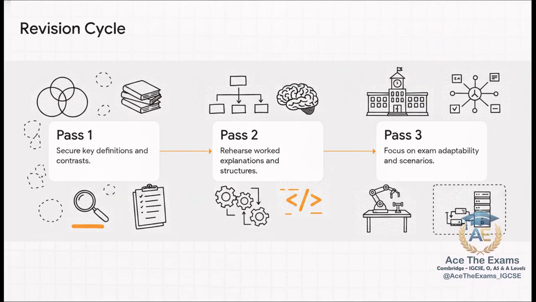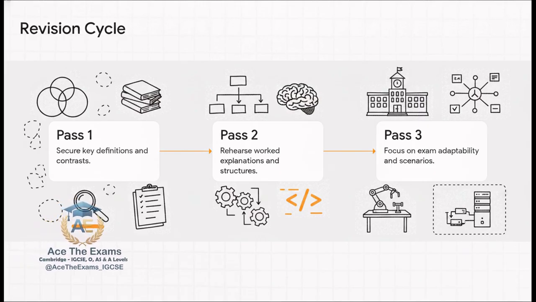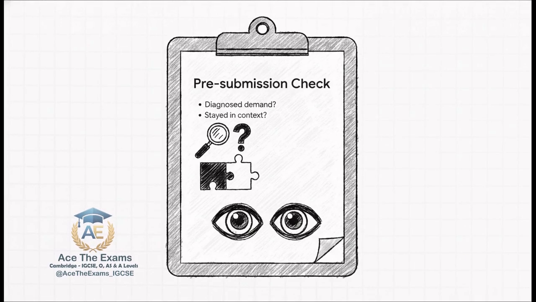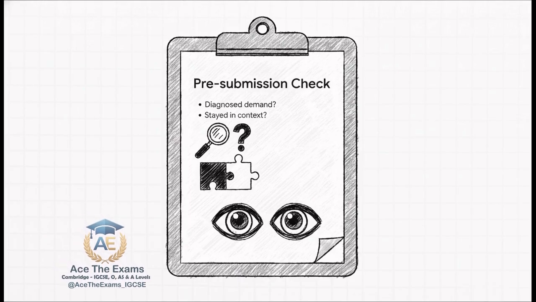And Pass 3, focus entirely on exam adaptability. Start changing up the scenarios. Go from a school network to a robotics lab to a media processing system, and practice justifying your choices in each unique context. Before you submit any exam answer on web page structure, run it through this quick pre-submission check.